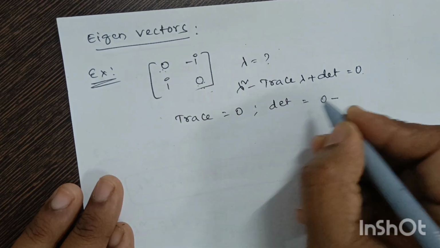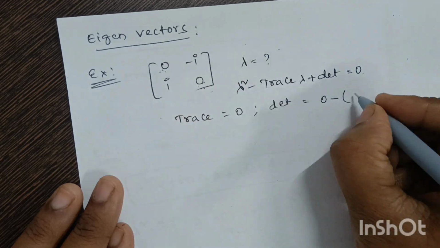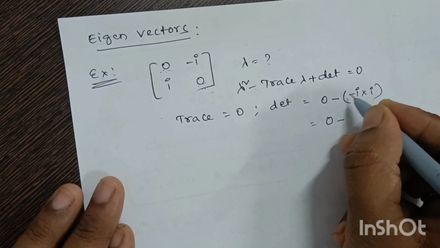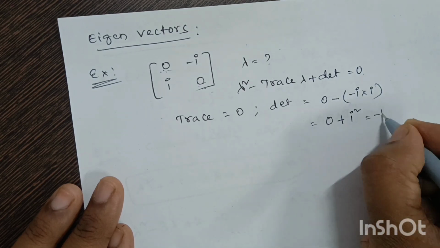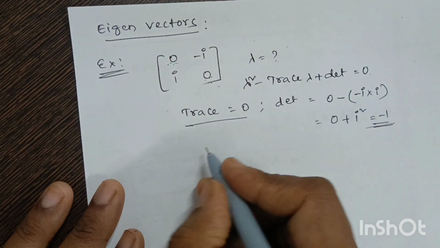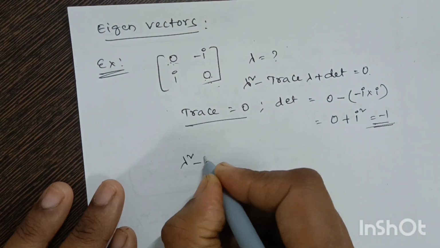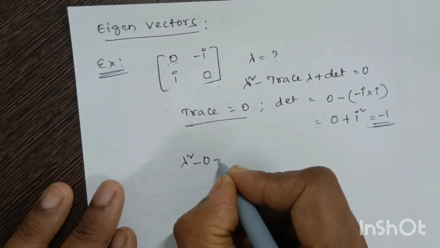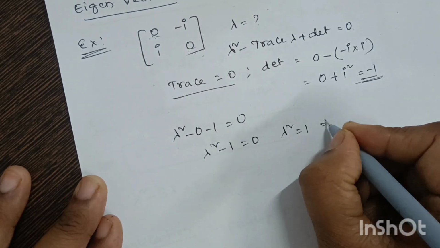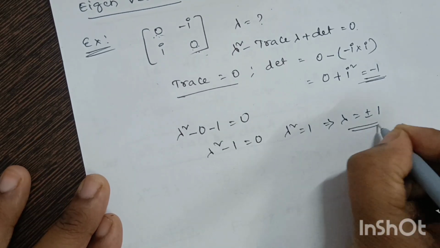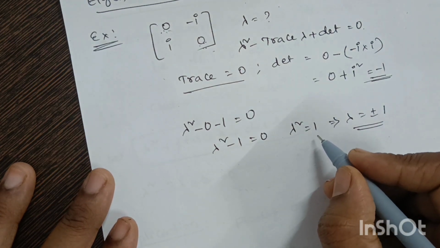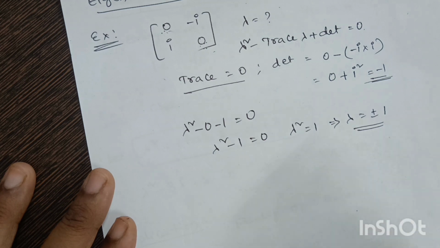AD minus BC: 0 minus minus I into I, that equals 0 minus, minus plus I square, and I square is minus 1. So trace is 0, det is minus 1, so lambda square minus 0 minus 1 equals 0, that is lambda square minus 1 equals 0. So lambda square equals 1, so lambda equals plus or minus root 1.